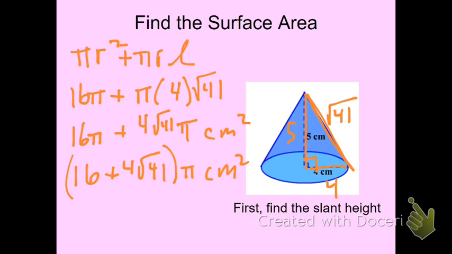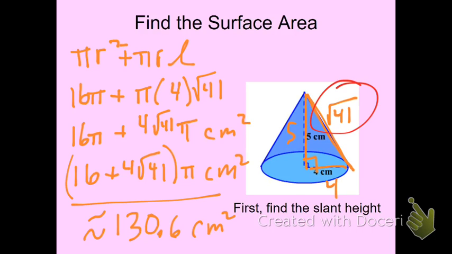And if you wanted to know what it was in a decimal, then you type all that into your calculator and get the surface area as a decimal. It comes out to be approximately 130.6 square centimeters. Alright, so surface areas of cones and cylinders, if you know the formula, it's pretty much just plugging in, with the occasional need to find the slant height if you're not given that. So it's just putting everything we've learned together.